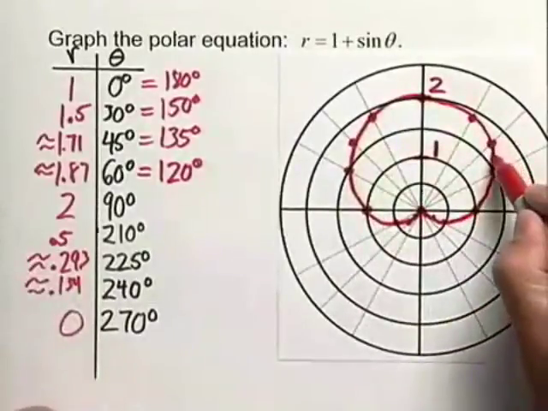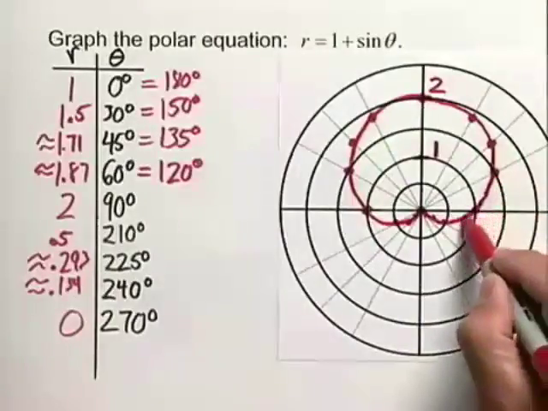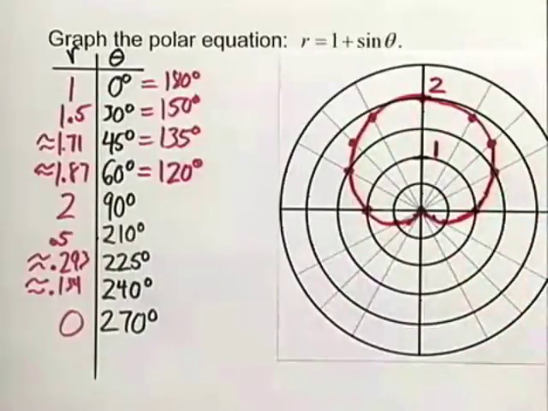So it takes some doing. You have to be very careful. Using some of our attributes of the sine, we can see this mirror image. So we've graphed the equation, the polar equation, r is equal to 1 plus the sine of theta.